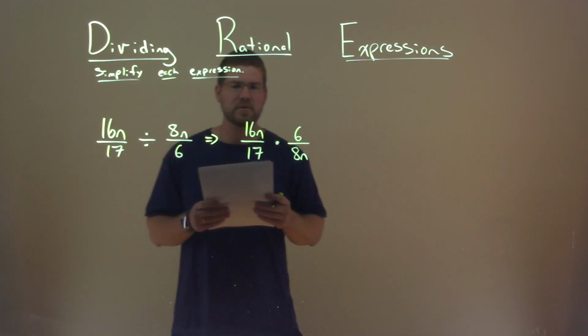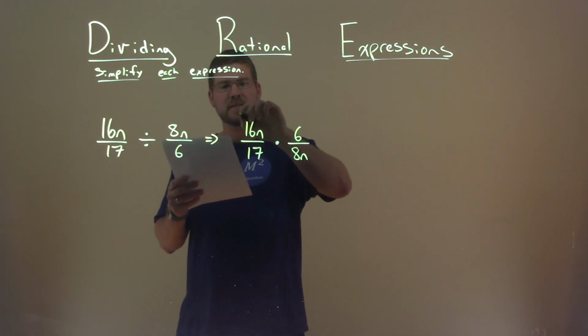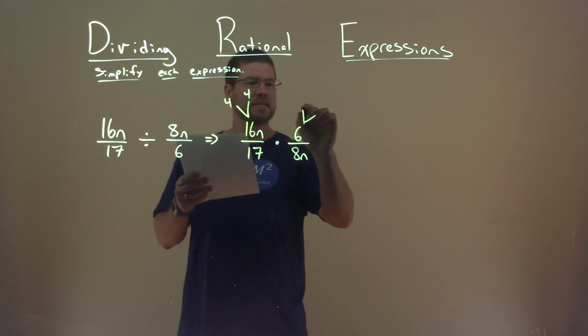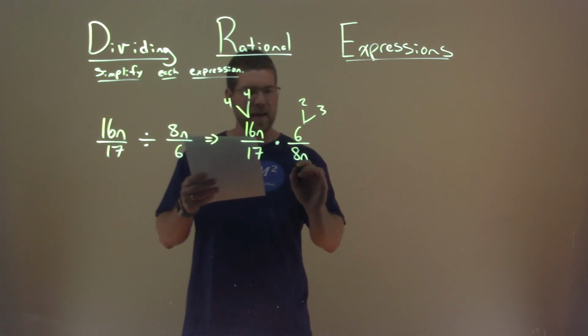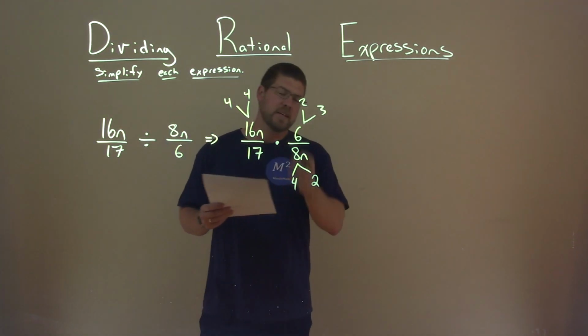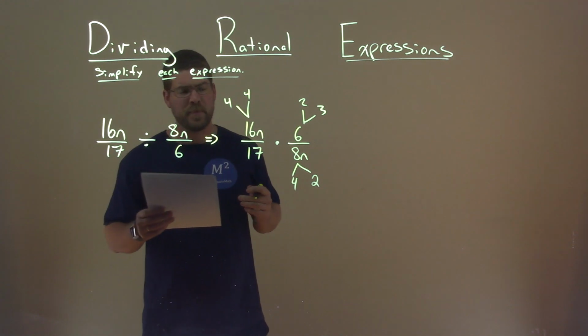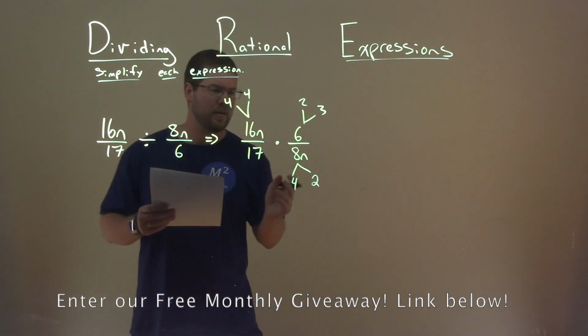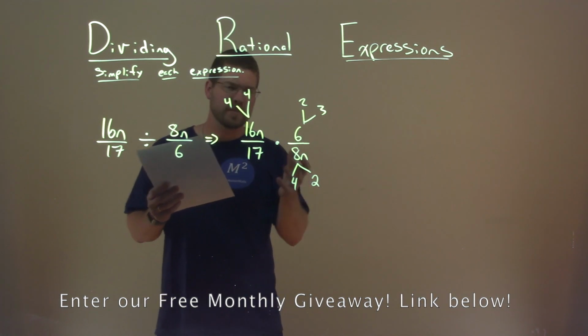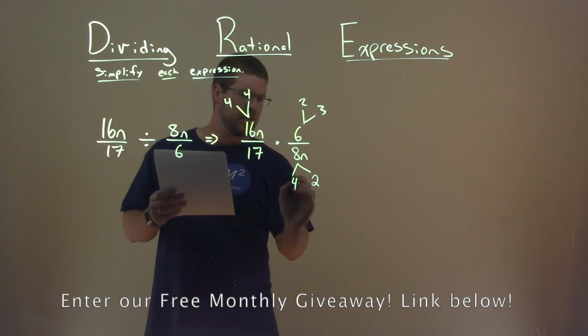So then from here, let's break down what 16 is. 16 is 4 times 4. 6 is 2 times 3. And 8 is 4 times 2. And 17 is prime. So now let's see what we can cancel out. Some of them we can keep breaking down, but if we need to, we'll break it down more. But we actually don't need to.